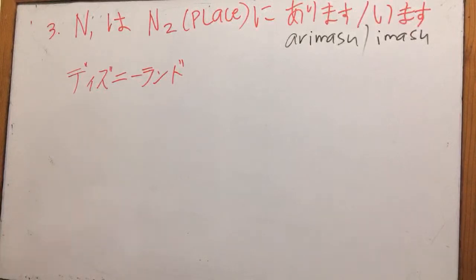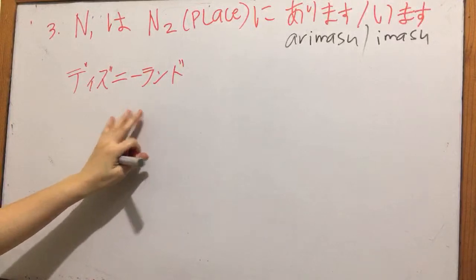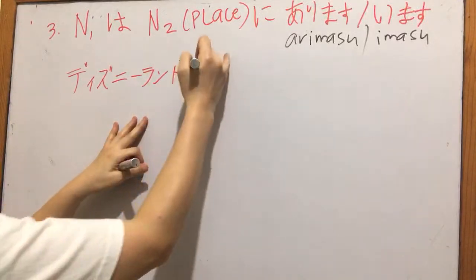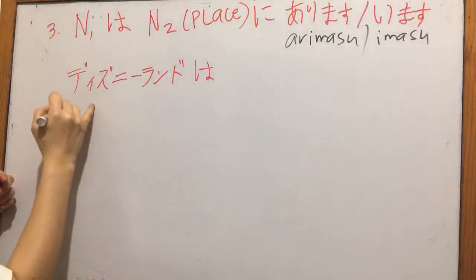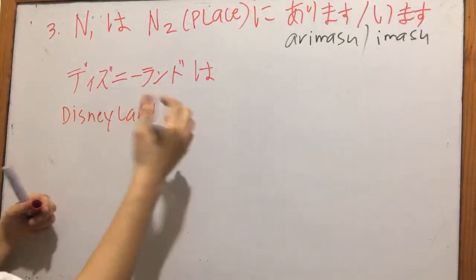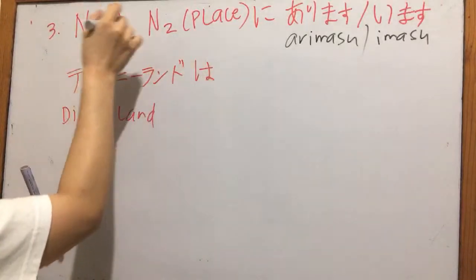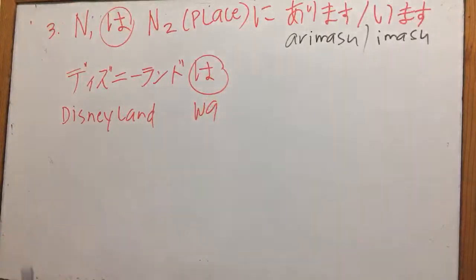Kasi we need to use the prefecture. So, for example, Disneylando. Okay, this will be our topic. So, our topic is Disneylando, which is Disneyland. Disneylando. So, this is our topic. This is wa. Disneylando wa.